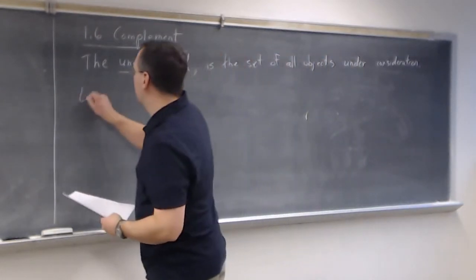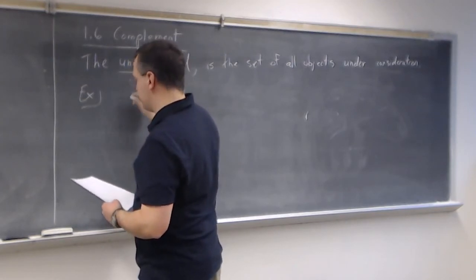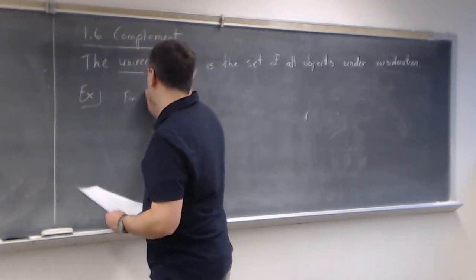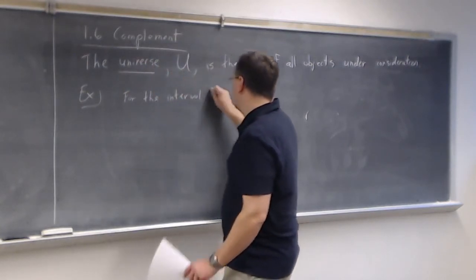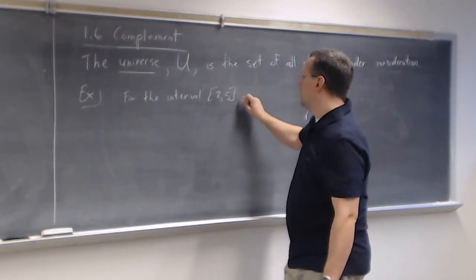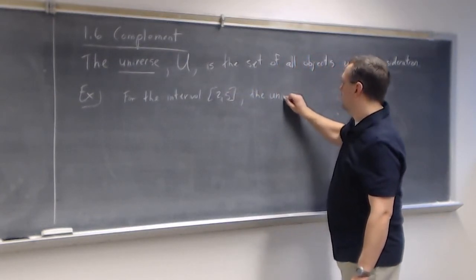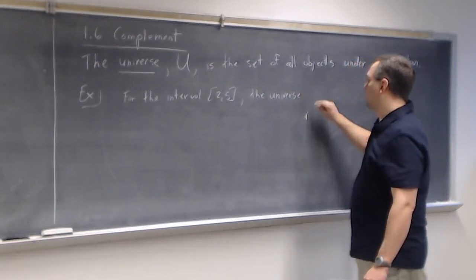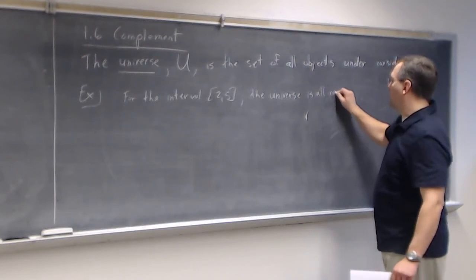Okay, so for example, for the interval 2 to 5, the universe is all real numbers.